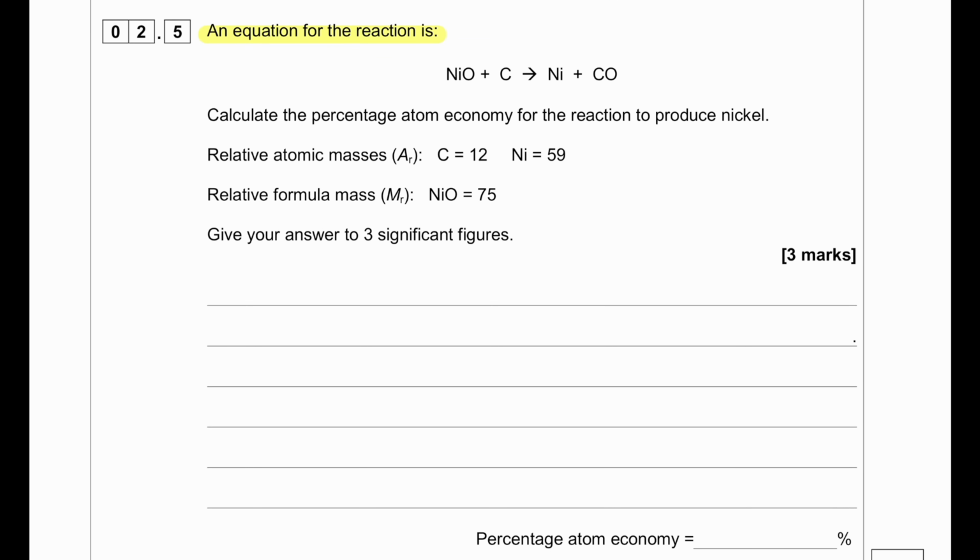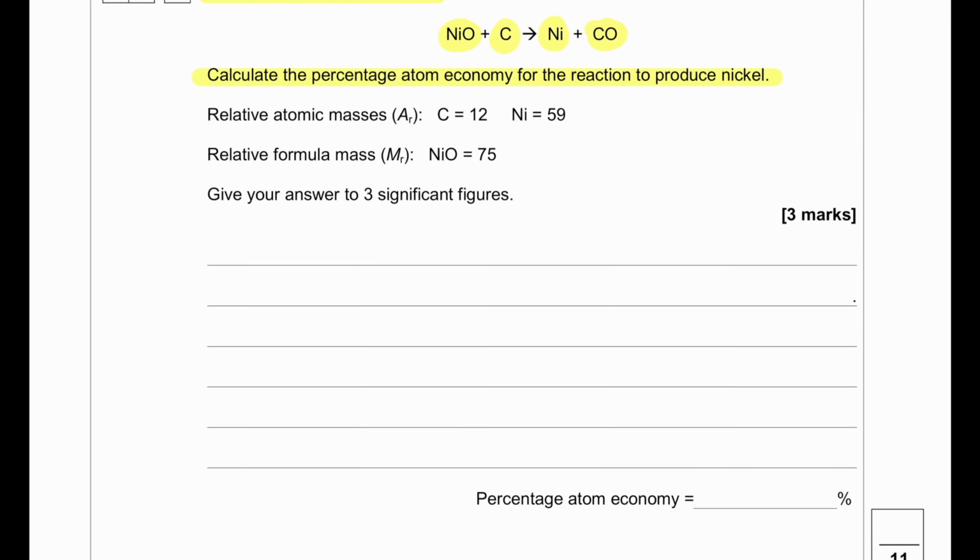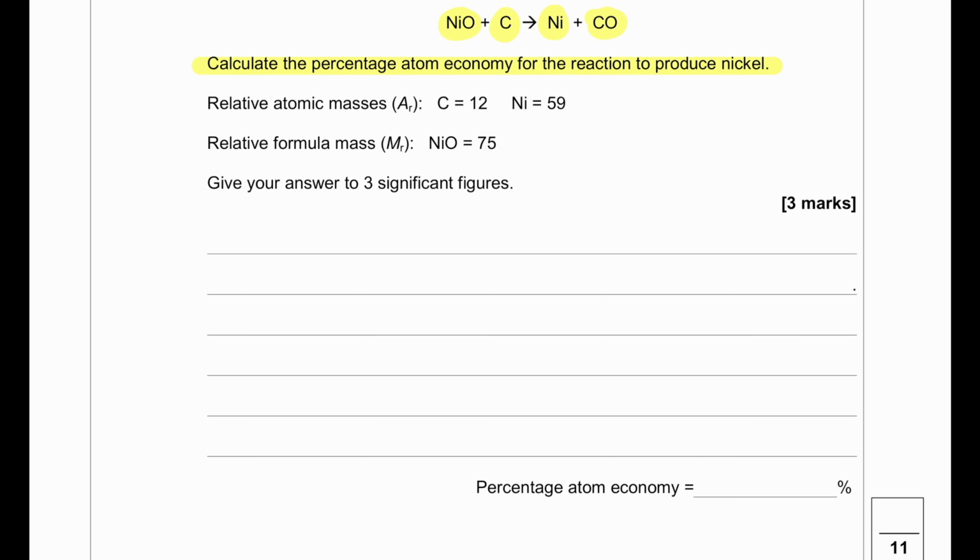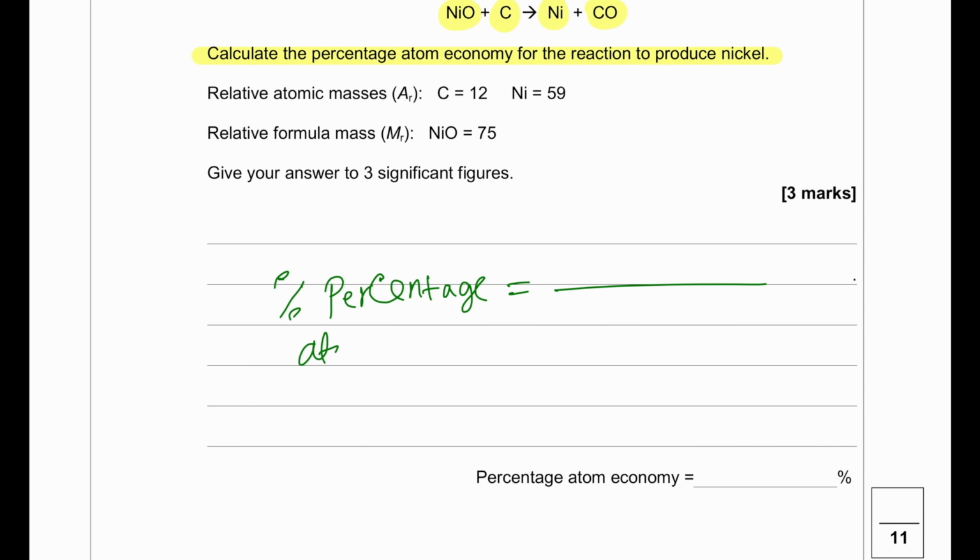The equation for the reaction is NiO + C → Ni + CO. So nickel oxide plus carbon gives nickel plus carbon monoxide. Calculate the percentage atom economy for the reaction to produce nickel. Guys, when we are calculating percentage atom economy, we will be putting the product on top and the total mass of reactants at the bottom. So the product here is nickel, which has a mass of 59, and the reactants are nickel oxide, which has a mass of 75, and carbon, which has a mass of 12.